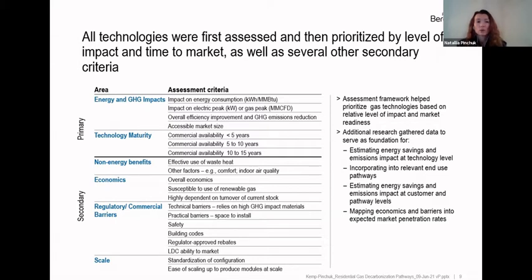And the other 4 were just other non-energy benefits, like water usage, what the cost is, what's the regulatory and commercial barriers that may prevent adoption of technology, and how quickly you're able to scale something or to standardize it to be able to fit into existing homes.